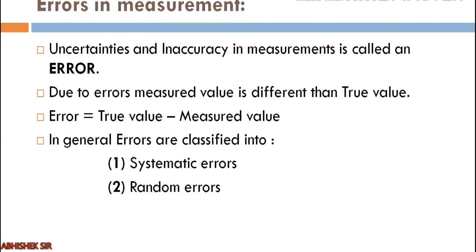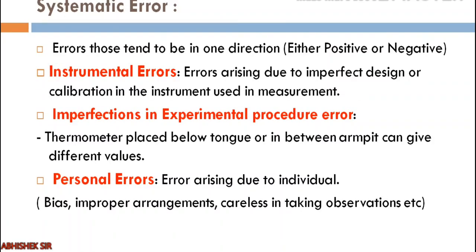And that is how error arises, and if you want to know how much is the error, you will have to subtract the true value and the measured value. Clear? So in general we have two classifications of errors, systematic error and random error. Errors that tend to be in one direction, either positive or negative, are said to be systematic error. Now systematic error is further classified into instrumental errors, imperfection in experimental procedure error, and personal error, right?